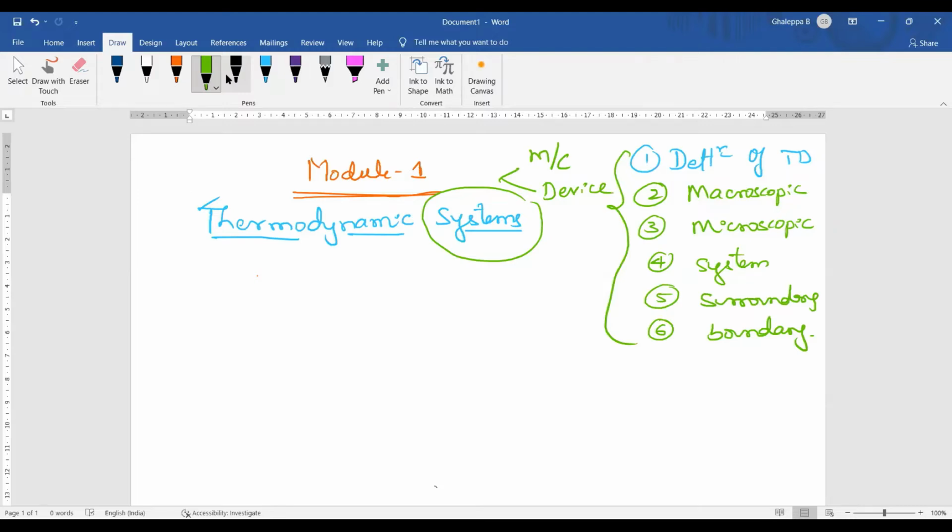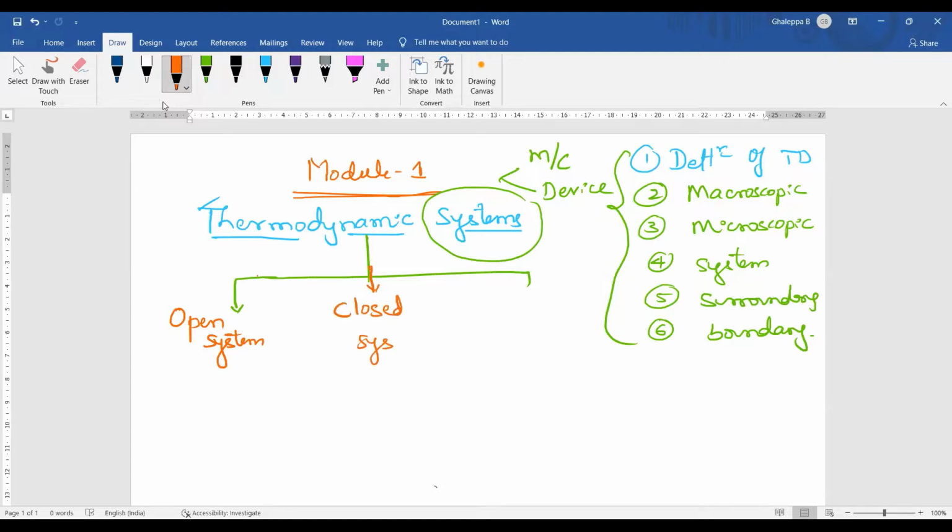So there are three types of systems in thermodynamics. First one, open system. And second one is closed system. And third one is isolated system. So in thermodynamics, there are three systems. One is open, closed, and isolated system.